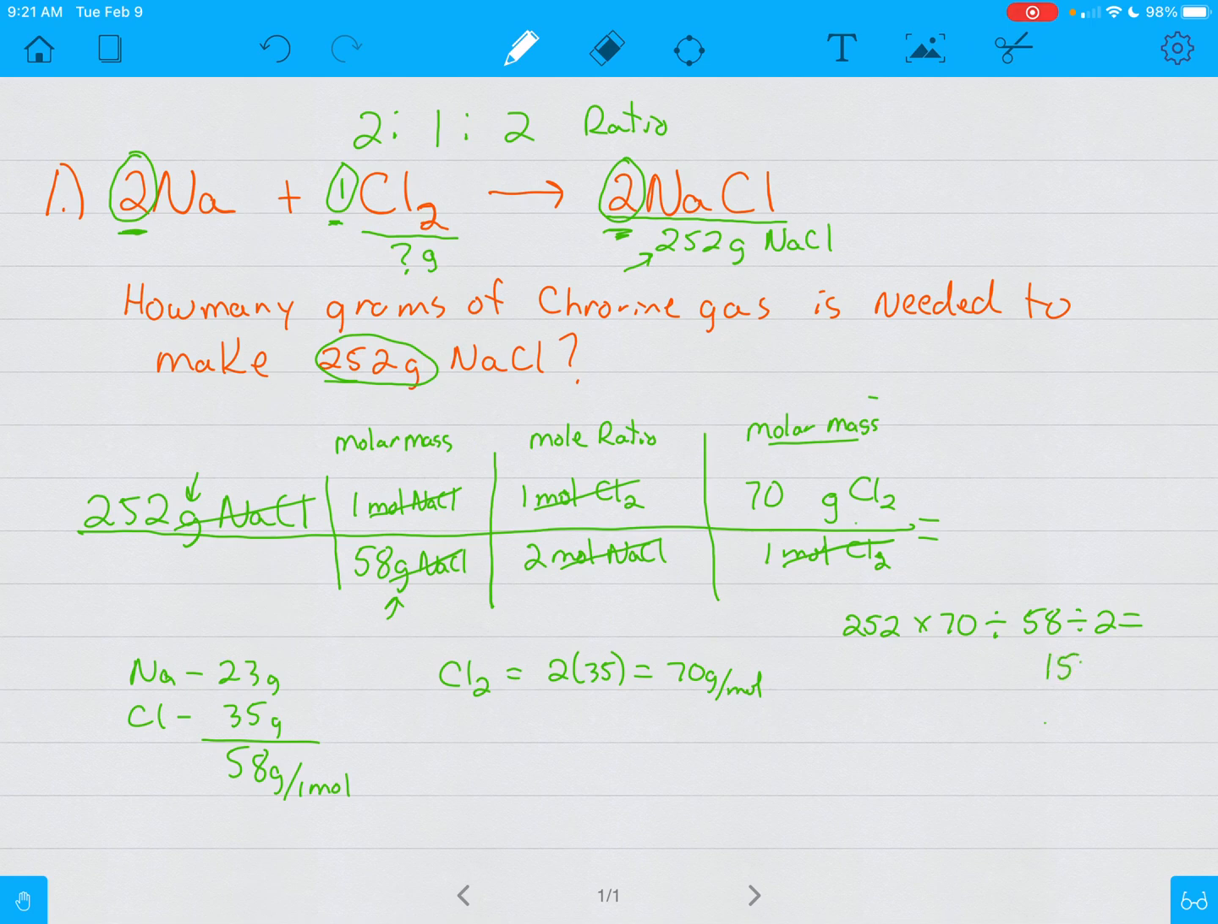So it's going to be 152.0689555 blah blah blah. So let's look at sig figs. I have 1, 2, 3 sig figs in my original answer, which means I can go with 1, 2, 3 sig figs in my final answer. So my final answer is going to be 152 grams of Cl2 gas. And that is my answer.